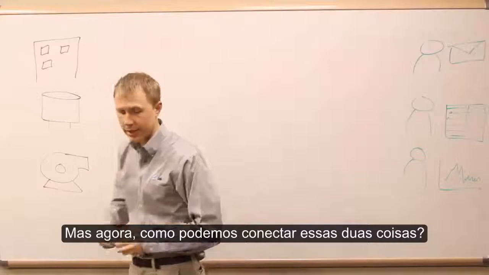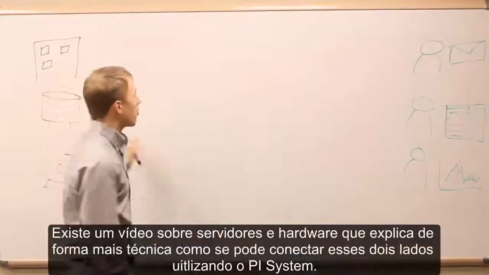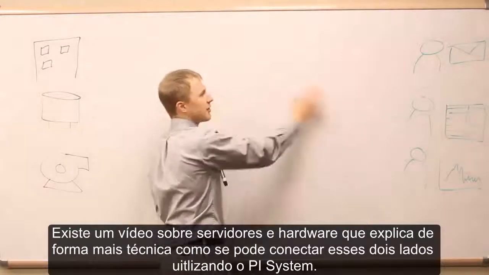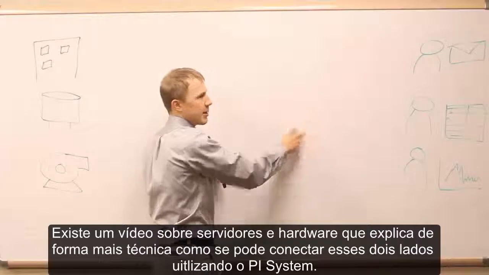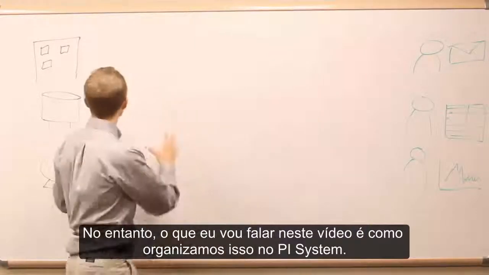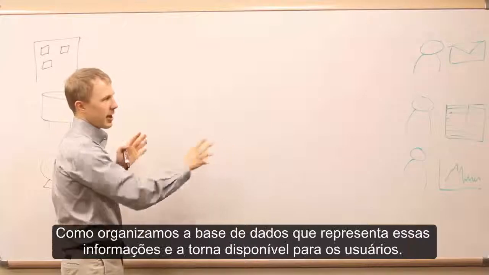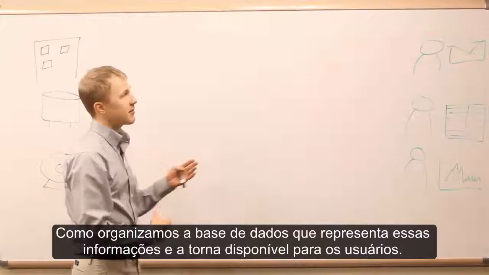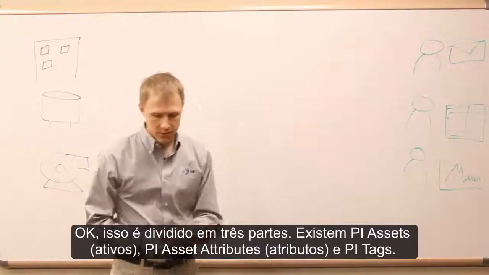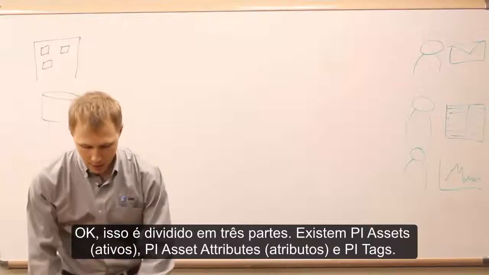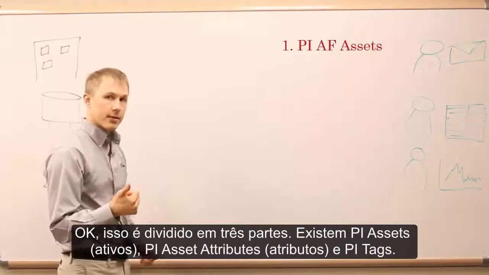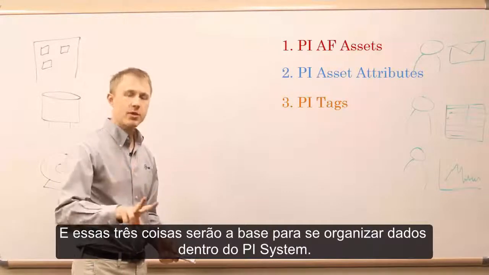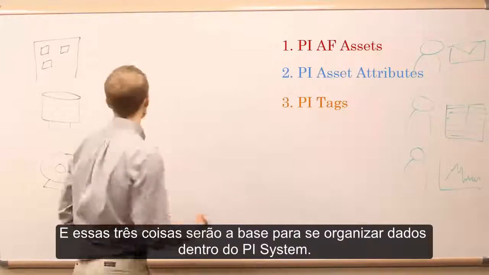And how do we get those things connected to each other? Well, there's one video on the servers and the hardware in between that's actually delivering this to this in the PI system. But what I'm going to talk about in this video is how we organize the database in the PI system that represents this data and makes it available to the end users. That's going to be in three parts: PI assets, PI asset attributes, and PI tags. Those three things will be the building blocks for how we organize data in the PI system.